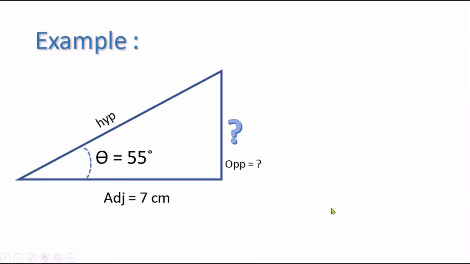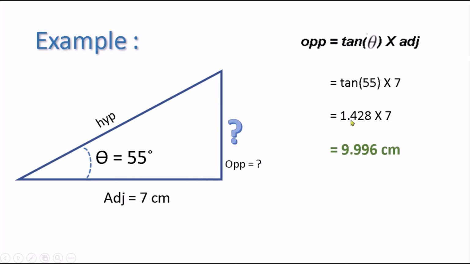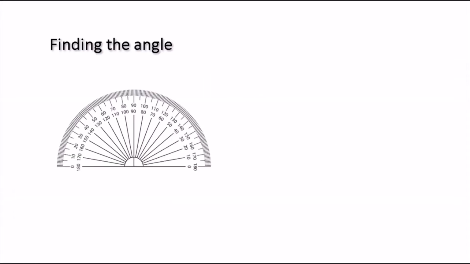Take an example. In this triangle we have an adjacent side of length 7 cm and for the opposite side we don't know the height. We'll be finding that height, and the angle is 55 degrees. If we apply our formula, tan 55 into 7, finally we'll be getting 9.996 cm. Approximately it's 10 centimeter. How will we find the angle?